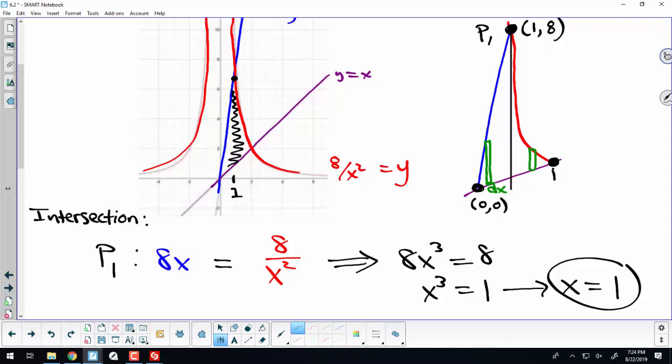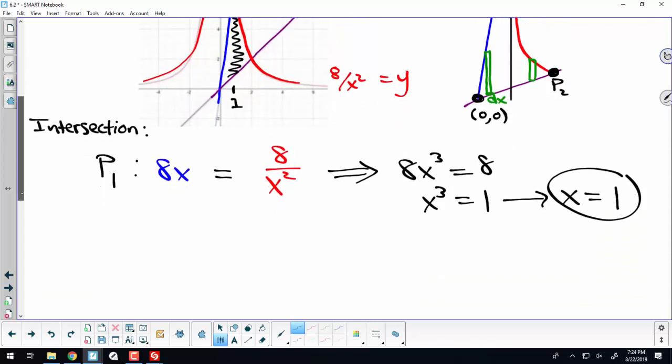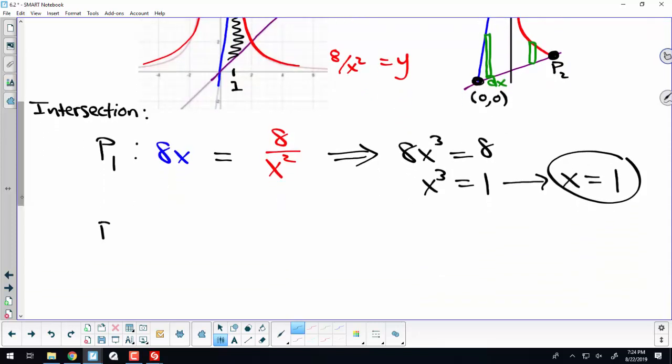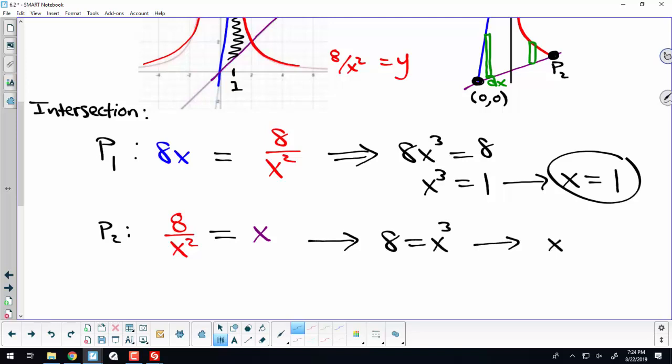Okay, we'll call this point number 2. Find the intersection there. That's when the red meets the purple. 8 over x squared equals, what was that, x? So that's when 8 equals x cubed. X equals 2.